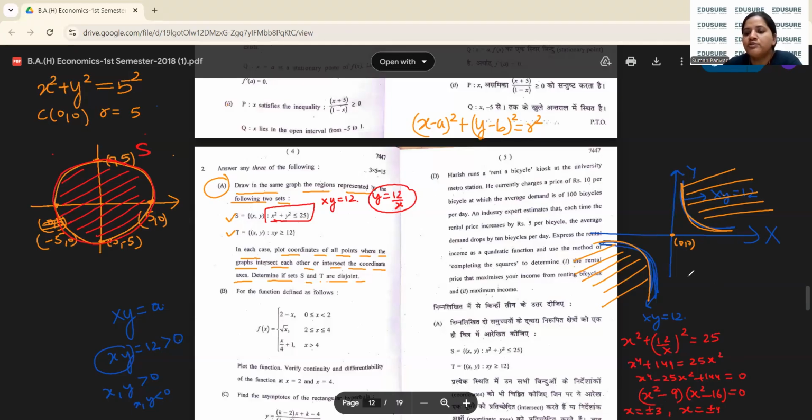So when x equals 3, we'll get y equals 4, so the point 3 comma 4, or we'll get the point 4 comma 3, or we'll get minus 3 comma minus 4, or we'll get minus 4 comma minus 3. So these 4 points we are getting as intersection. And obviously you can see that the boundaries are at 5 over here, so these points should be included. Now let us see how our intersection will look like.